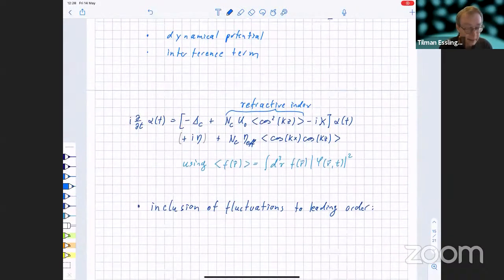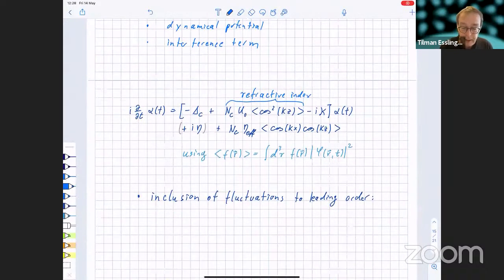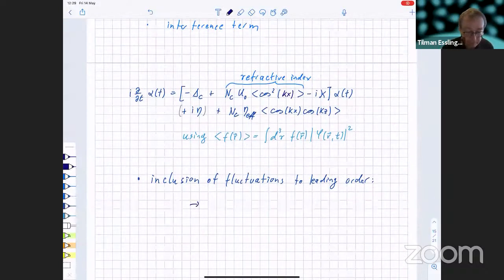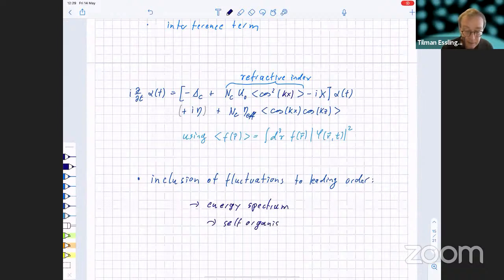And then, okay, and then what you can do with this type of equation, so this should again be a kx squared. If you now include the fluctuations in first order, just as you do in the Gross-Pitaevskii equation, then you get the energy spectrum. And this allows you, for example, to see self-organization, or to look at the phenomenon of self-organization.